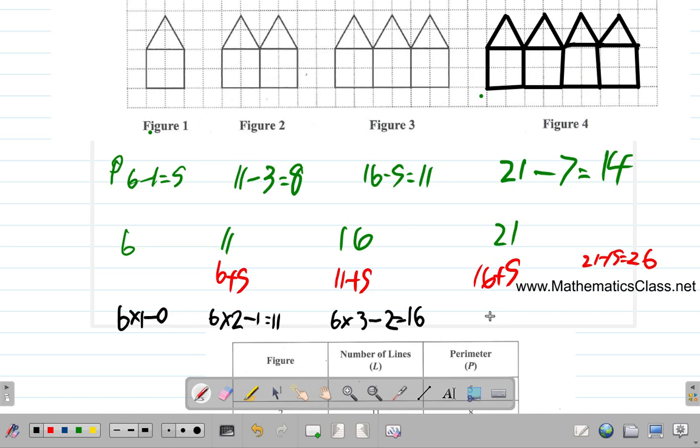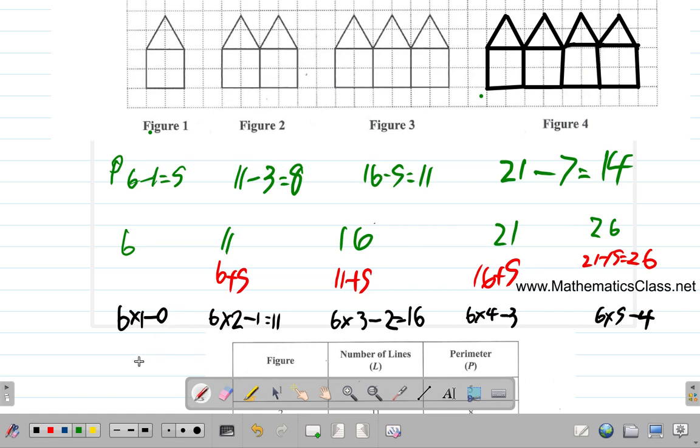So now for the 21 lines, you say 6 times 4 is 24. 24 minus 3 is 21. It looks like a pattern starts to build. And the next one is 26. So 6 times 5 is 30 minus 4. Okay. So, you see the pattern? You have 6 for figure 1. If you double 6 and then drop down by 1, you get figure 2. If you triple 6 and take off 2, you get figure 3. 6 times 4, quadruple 6, drop off 3, you get 21, figure 4. And figure 5 would have 26 lines.